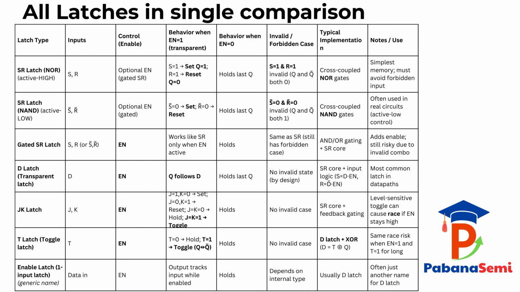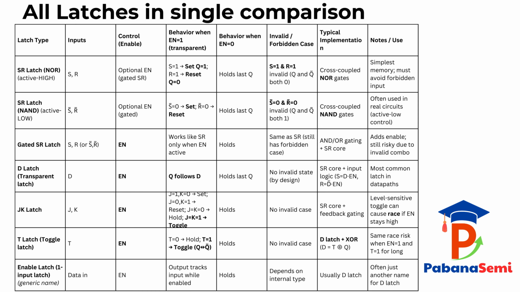When T is 1, it toggles the output. It is often implemented using a D latch with XOR feedback. It can also have race issues if enable stays high too long. Finally, the general enable latch term usually refers to a D latch with an enable input. The output tracks the input while enabled and holds when disabled.